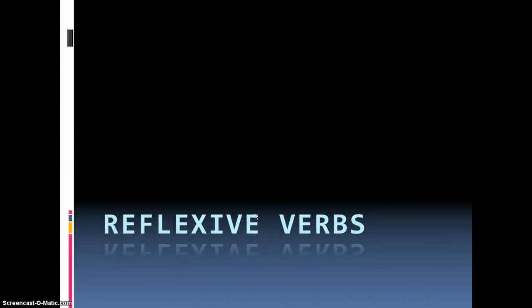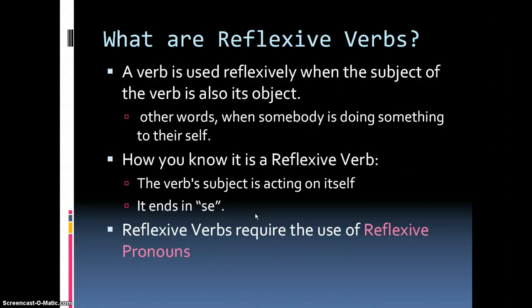All right, so let's talk about reflexive verbs. Reflexive verbs are verbs where the subject of the verb is also the object. So when I'm doing something to myself, that is a reflexive verb. You're doing something to yourself, he's doing something to himself, whatever.